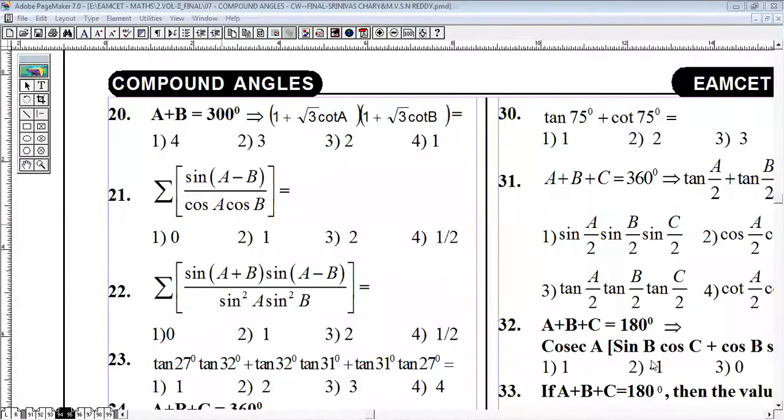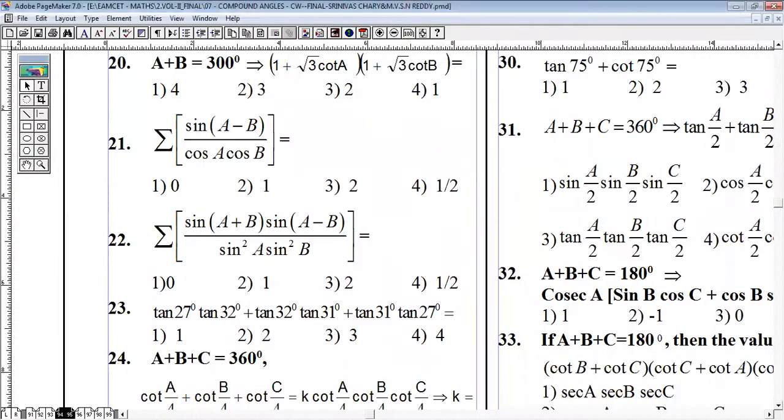Done. Let's look at the 22nd problem. The 22nd is sigma of sine of (A plus B) into sine of (A minus B) upon sine square A into sine square B.